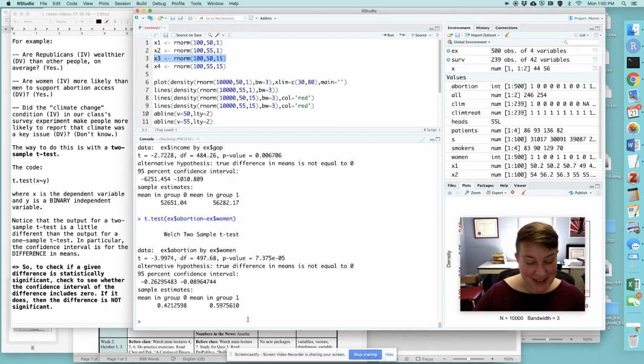This is a little tricky. Women versus men is not quite the same as women versus not women, but I think it's a fair approximation for a couple of reasons. In any case, we do reject that null hypothesis.